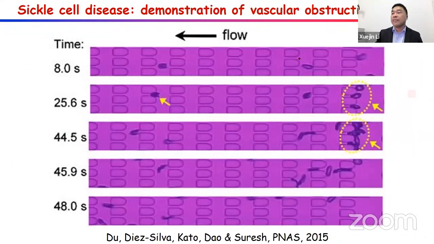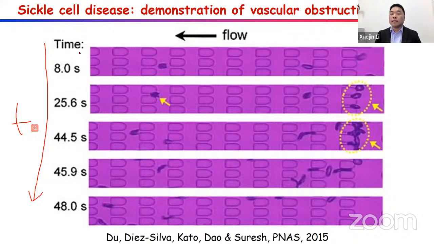Here, in this figure, we show the time sequence in this direction, T. The time sequence of red blood cells flowing through the microgate. And here, the flow direction is from right to left. And the yellow arrows indicate the sickled cells that are unable to deform and pass through the microgate, thereby blocking blood flow here, right? You can see from up to down.